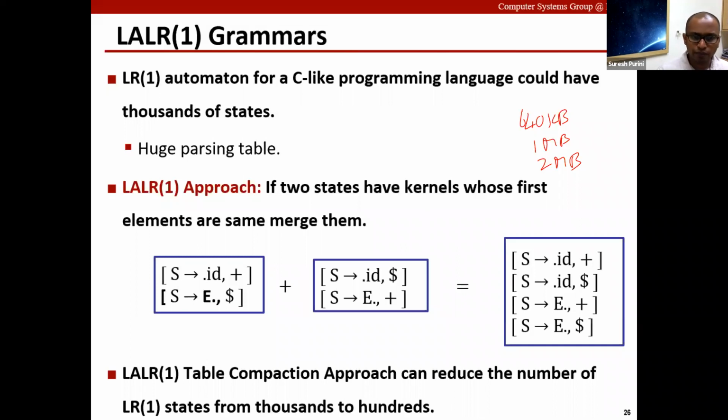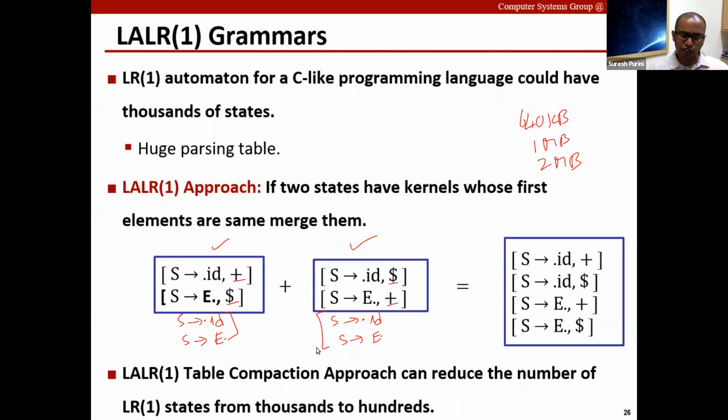So in the LALR1 approach, you take two states, and if the kernel of those two states is the same, for example, this is the kernel of one state, and this is the kernel of another state. If you look at these two kernels and ignore the lookahead symbol on the second coordinate, you will see here you have S goes to dot ID, and here is S goes to E dot. And the same here, E dot. So now it's the same.